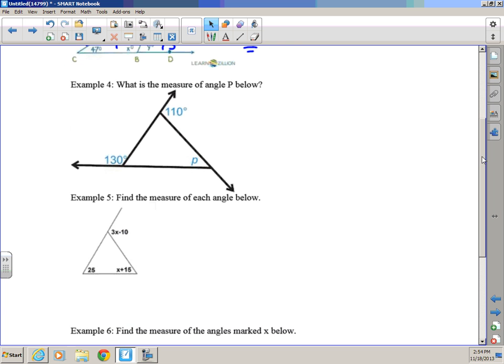Next example. Now, this is a little bit trickier because I have P, which is an angle inside, and the other two angle measures are outside. But they are helpful because I know this angle has to be 50. They form a straight line. That's 70. They form a straight line. And that makes this one 60. And if you look, 110 is 50 plus 60. 130 is 70 plus 60.